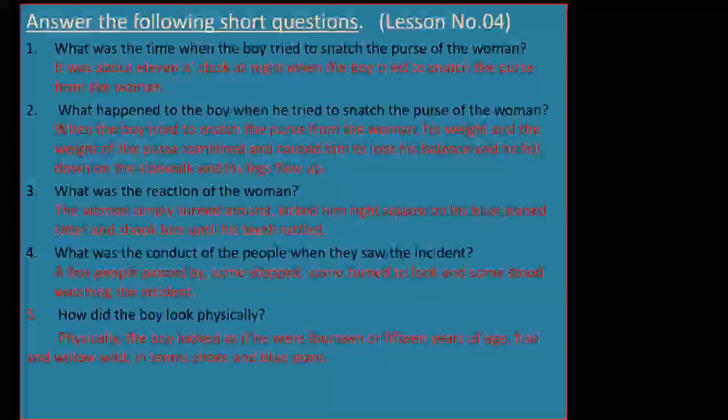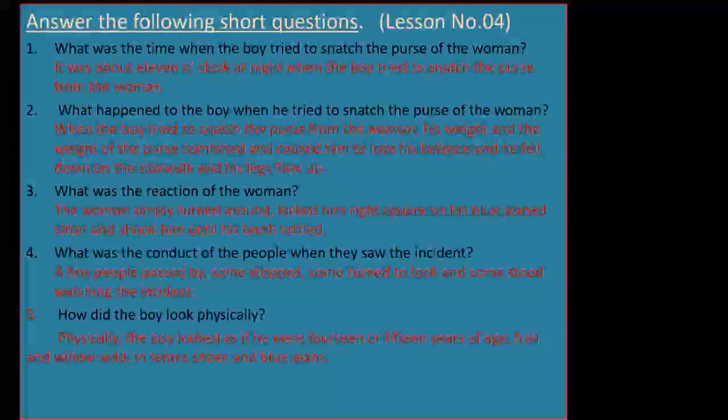Question number 3. What was the reaction of the women? The women simply turned around, kicked him right square on his blue jean sitter and shook him until his teeth rattled. Question number 4. What was the conduct of the people when they saw the incident? A few people passed by, some stopped, some turned to look, and some stood watching the incident.